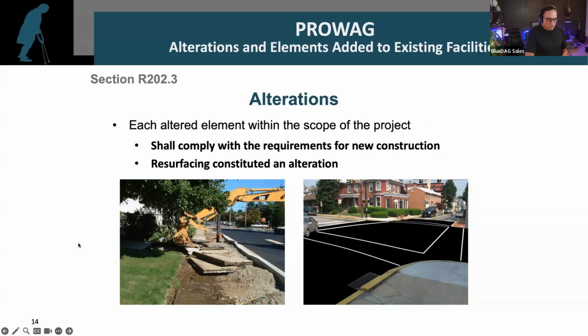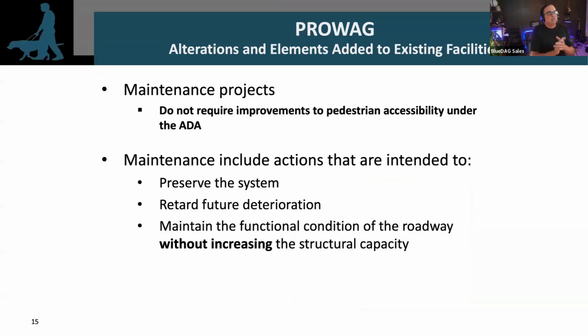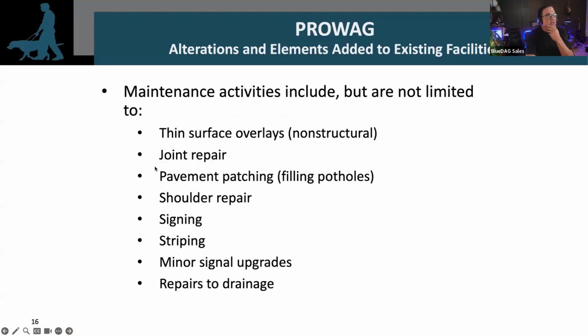All right, and moving on here, maintenance alterations to elements and additions to existing facilities. So maintenance projects do not require improvements to pedestrian accessibility under the ADA. Maintenance includes actions that are intended to preserve the system, prevent future deterioration, maintain the functional condition of the roadway without increasing the structural capacity. There are some maintenance things public works directors and contractors love to push, and so you just got to make sure you're not crossing into something that's subject to meeting the current code.